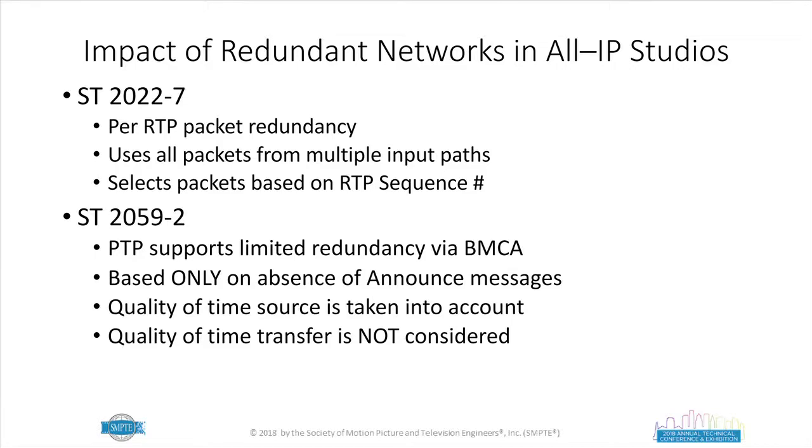With -2 or 2059-2, PTP supports limited redundancy via BMCA. You understood that the only thing that triggers a BMCA is the announce or lack of announce messages, i.e. timeout or it hasn't been received. So whilst we take into account the quality of the time source, so that's the attributes that define if it's a GPS locked or if it's free running or one of the other modes, there's a whole table of clock classes and clock qualities they use. The time transfer itself is not taken into account.